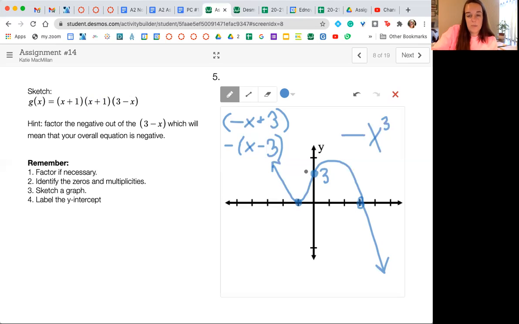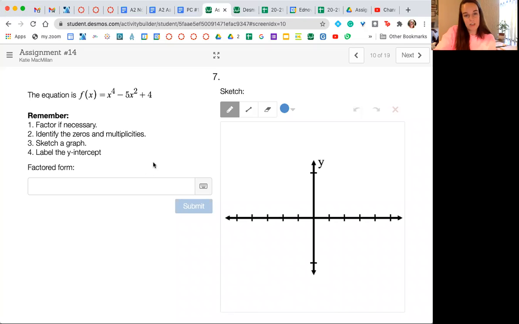All right. If you want to see this in its full glory, we would have the negative in front. We have x plus 1, we'd have x plus 1, and we would have x minus 3. So if you're still thinking about this point here, we would say, okay, we have a negative times 1, which would be -1, times +1, still -1, times -3. That would give me +3, this point here. So that's how we do number 5.